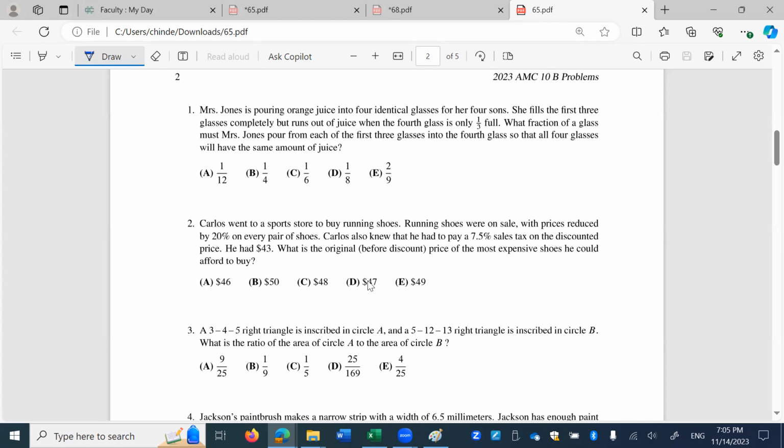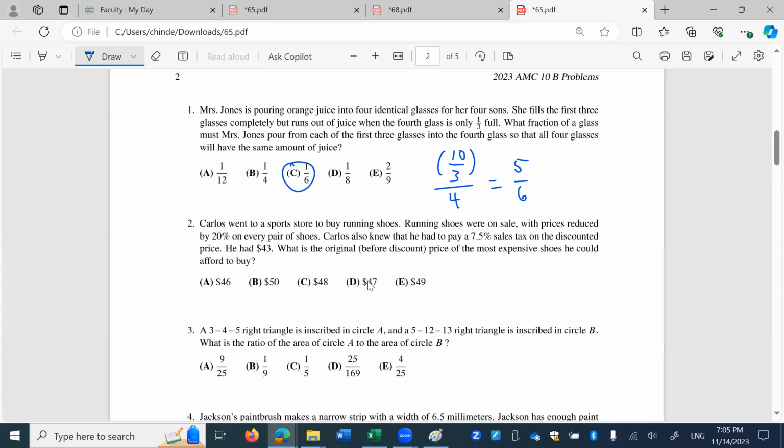Okay, so we have 3 full plus another third. That's a total of 10 thirds of juice, 10 thirds cups of juice. And we're going to divide that into 4 glasses equally. So in the end, each glass should be 5/6 full. And that means we have to pour 1/6 from the full glass into the not full glass.